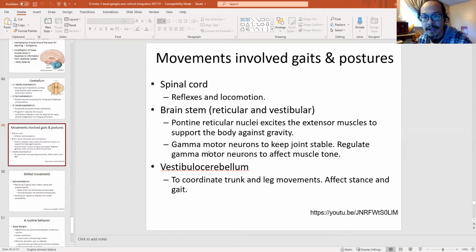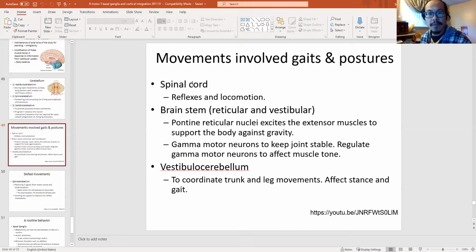So that is the brainstem level. And at the top, we have the cerebellum, which is also part of it, because the cerebellum can affect the vestibular system through the vestibular cerebellum. So the vestibular system, the brainstem, and the spinal cord have these circuits to conduct the movement. So it's like layer after layer. Overall, these all influence our gait and posture. So that's that.